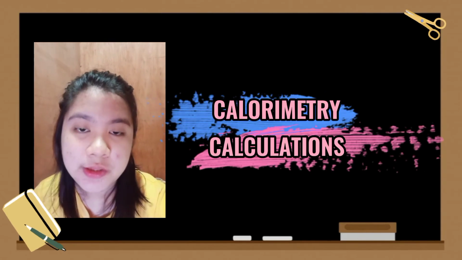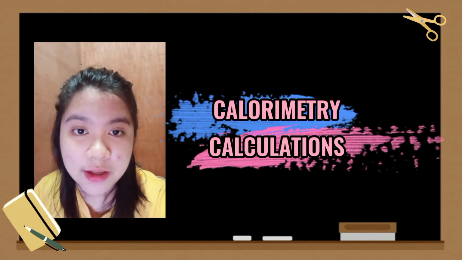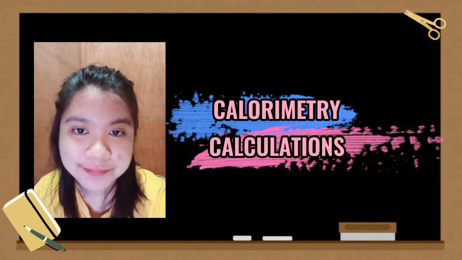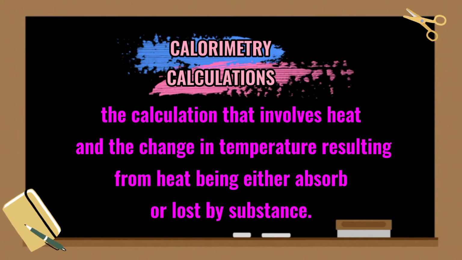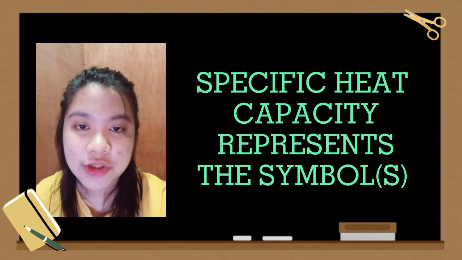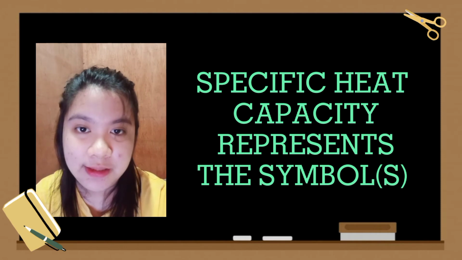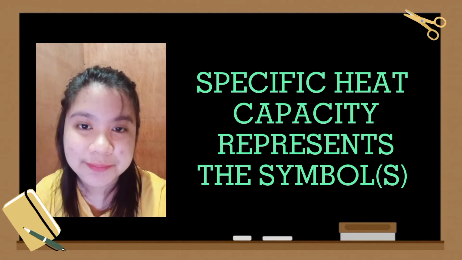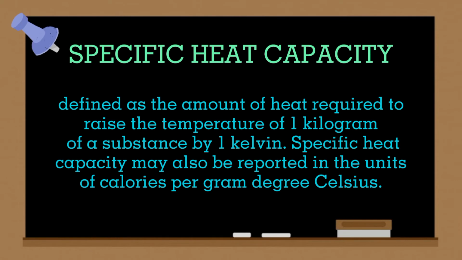So let us now proceed to our next topic, which is all about calorimetry calculations. Calorimetry calculation is the calculation that involves heat and the change in temperature resulting from heat being either absorbed or lost by a substance. Under the calorimetry calculations is the specific heat capacity, which is represented by the symbol S. Specific heat capacity is defined as the amount of heat required to raise the temperature of 1 kilogram of a substance by 1 Kelvin.